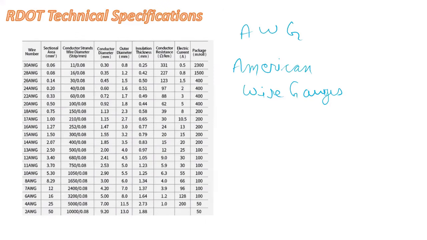For example, wire number 30 AWG. Here you can see the diameter is 0.30. But as we move towards 28 AWG, the diameter is 0.35. So as we move down, the numbers are decreasing, but the diameter is increasing. This is a very important concept that can be used in small cells. So you should remember the AWG concept.